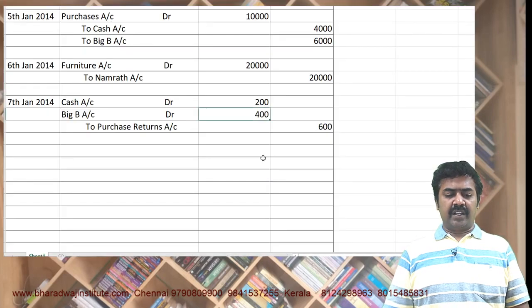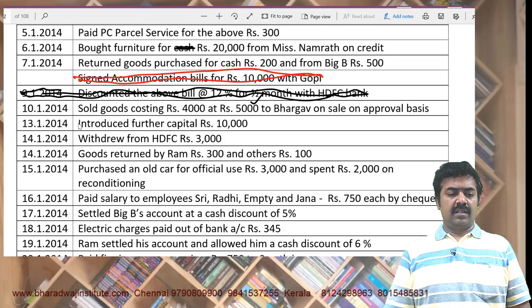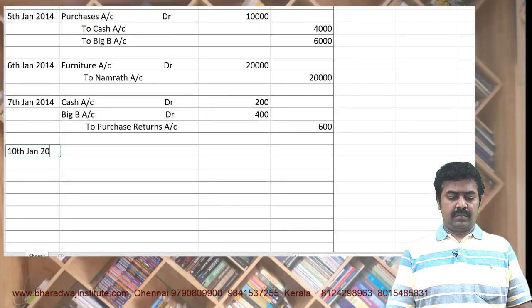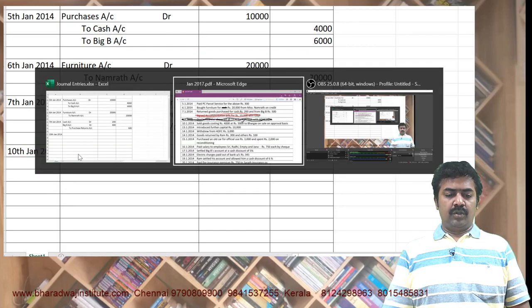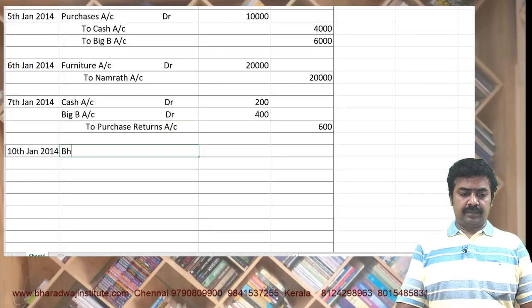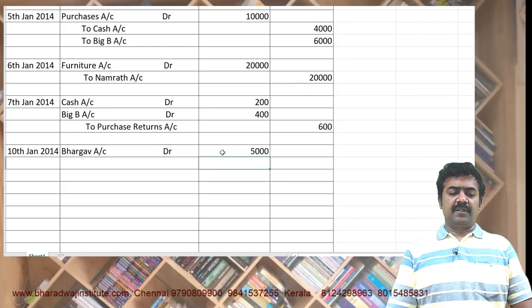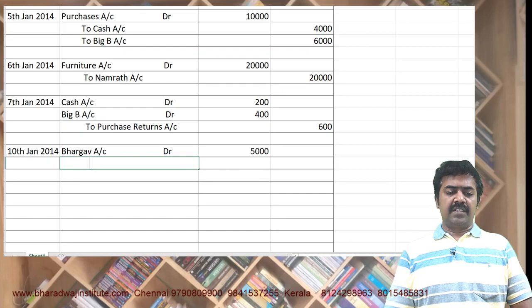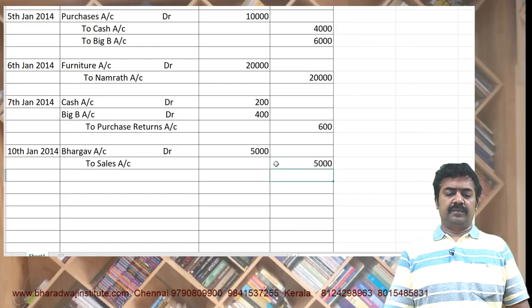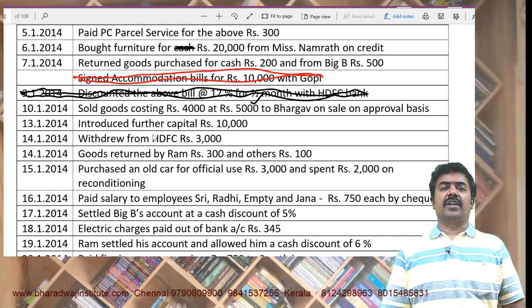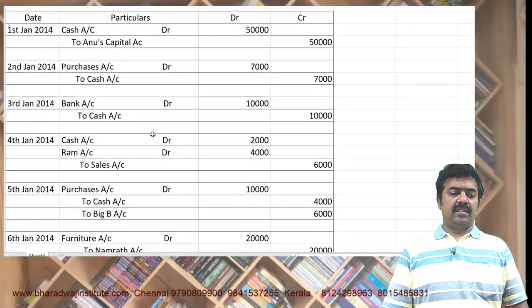Okay, so we are giving it for 5,000. What is the date? 10th January. To whom are the goods given? Bhargav. Bhargav account debit, or debit the receiver, 5,000. We'll record it as sales. If it is returned, we'll cancel the sales. To sales account, 5,000. Okay, this is goods sold on approval basis. Introduced further capital 10,000. Same entry will come.